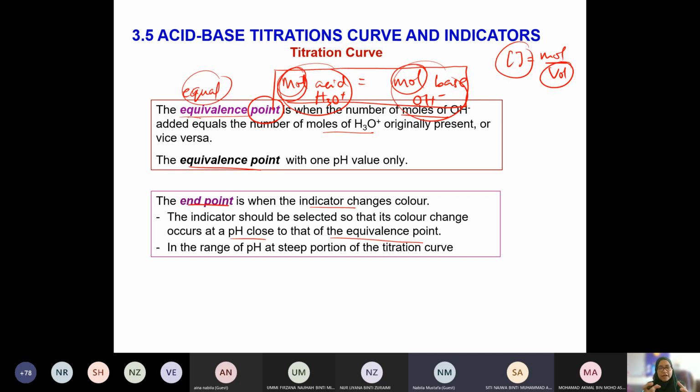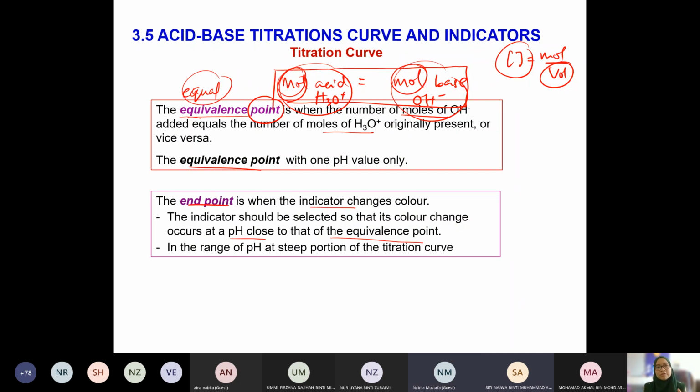Okay, so in order to identify the equivalent point, kita kena pilih indikator yang dekat-dekat dengan equivalent point. Bila nak reach equivalent point, dia change color. Kita tak nak miss the equivalent point. Okay, so that's why we have this endpoint. Tapi the thing about endpoint ni, dia based on color. So some of us mungkin nampak color tu dah berubah, some of us may not see any changes yet. So itu yang ada error sikit tu.